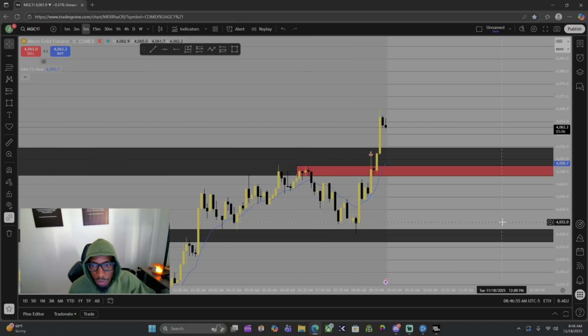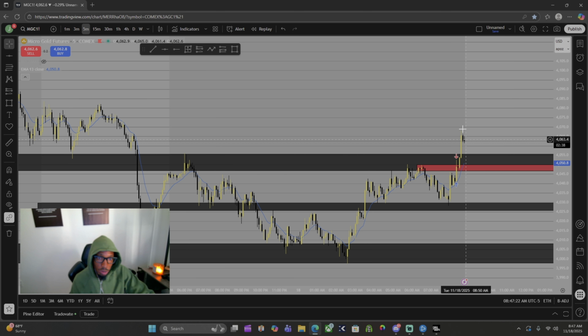It did bounce off of this minor zone that I had marked. But just because this zone didn't hold any weight for real, I didn't see it actually bouncing off of this zone and flying straight up like it did. I thought it was just coming up to fill this and then continue down. But nah. Came up into the zone, rejected hard off of it, and then continued up. So it is what it is.